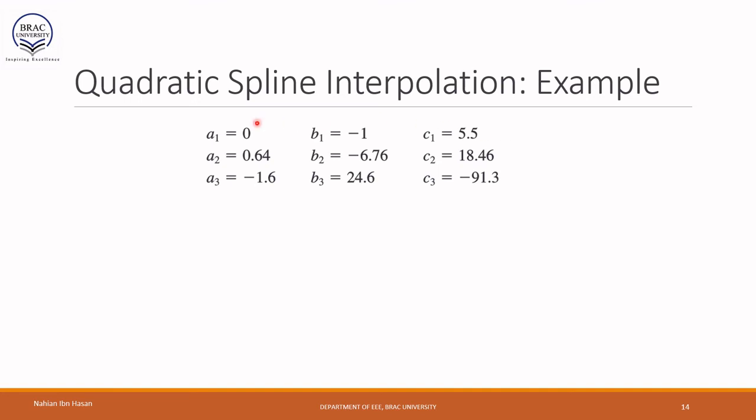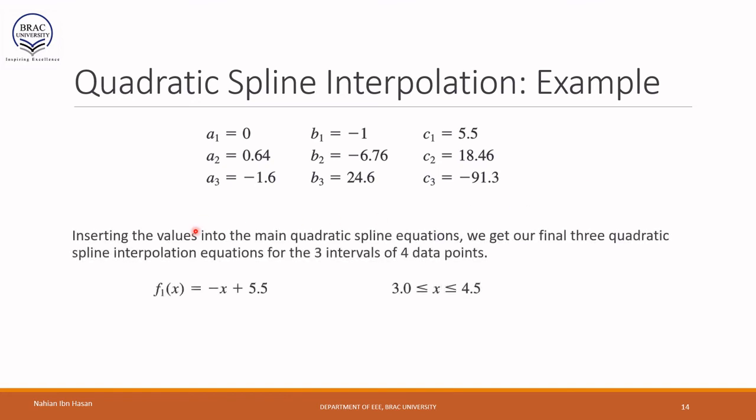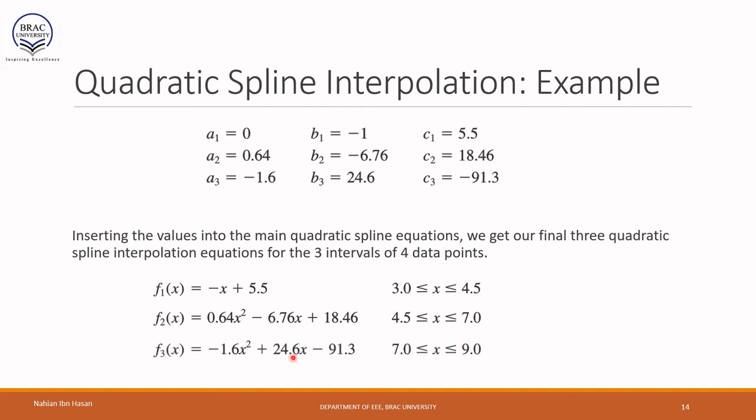These are the unknown coefficients that I had to determine to find the 3 interval functions, that means the quadratic interpolation functions. In the first interval from 3 to 4.5, if I apply a1, b1 and c1, I would get an equation something like this. In the second interval from 4.5 to 7, if I apply a2, b2 and c2, I would get a function that applies in this interval. Similarly, in the third interval, I can easily get the function.